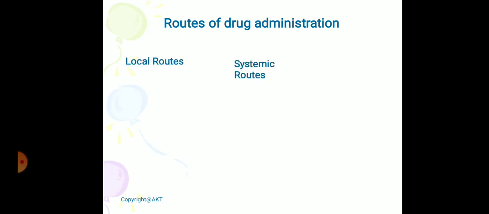So there are two main routes. One is local route, another one is systemic route. Local route means the drug is supposed to act only locally, not in the entire body. Systemic route means a route by which we are delivering a drug so that the drug reaches systemic circulation, that is the blood, so that the drug can reach almost every part of the body.